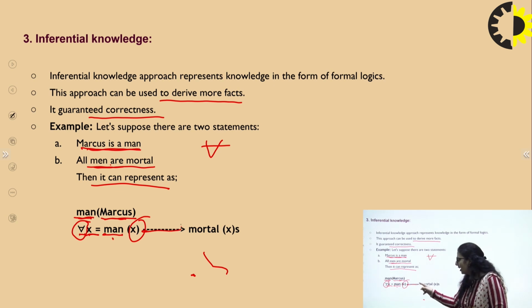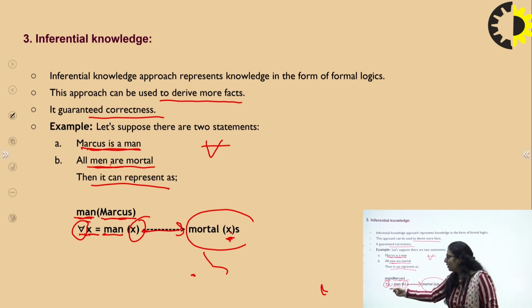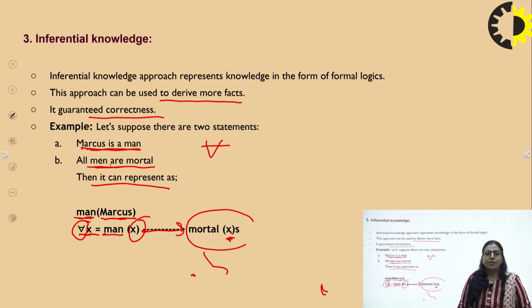This shows the relation. The implication means all men are mortal. From here you can also find who is mortal? All men. All men are mortal. So, these two statements, which are in the form of English language, can be converted into propositional or predicate logic, which gives you another representation of knowledge.